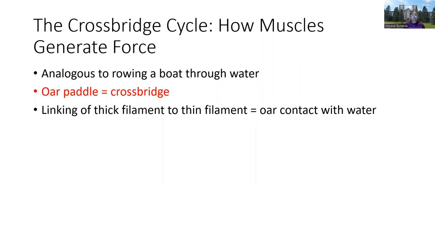All right. So when we talk about the cross-bridge cycle, it's similar to rowing a boat through water. So that's the analogy that we're going to use to sort of describe what's happening. And so we can consider our oar paddle, right? Your oar paddle that you're going to use to row that water. You can compare that to the cross-bridge. So the cross-bridge would be synonymous to your oar paddle making contact with water. We're going to consider the myosin head making contact with actin. The linking of the filaments, the thick to the thin filaments, right?